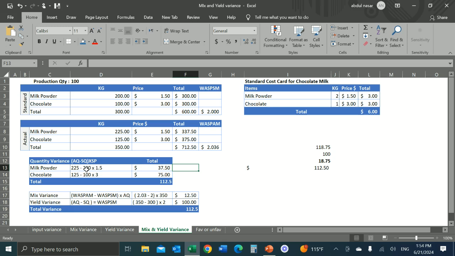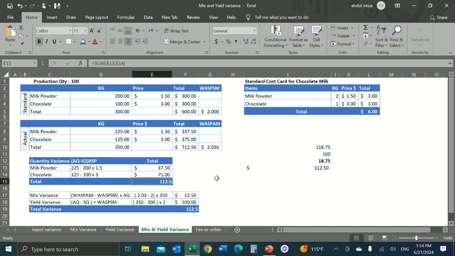Again, AQ minus SQ into SP. For chocolate, AQ is 125, SQ is 100, and you multiply that with 3. You will have a difference of 75. Now, the total difference you have is 112. This is the quantity variance you have.